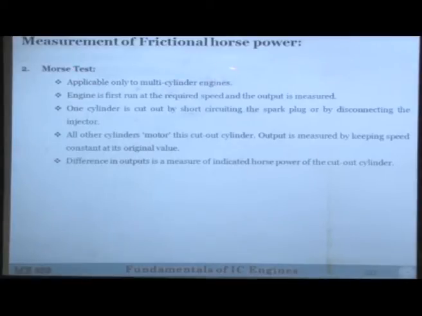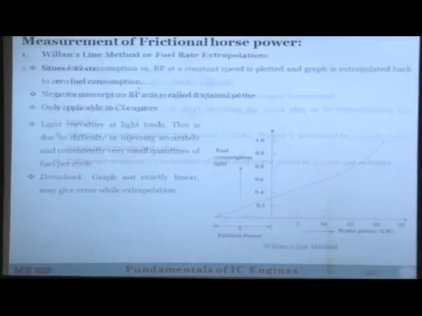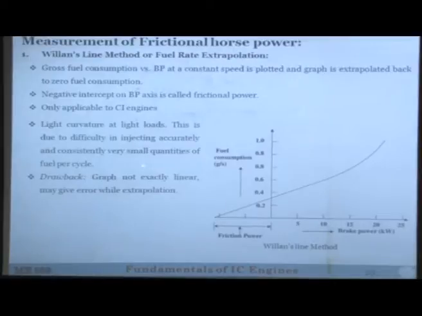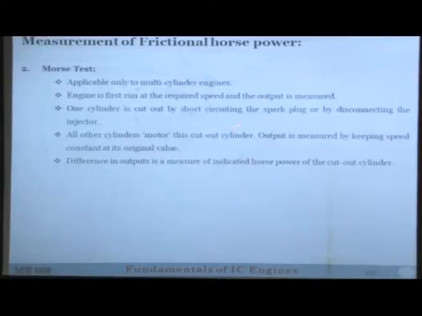It's applicable only to multi-cylinder engines. This test is applicable to both single cylinder as well as multi-cylinder, but the Morse test is only applicable to multi-cylinder engines, particularly SI engines. So the engine is first run to the required speed and the output is measured.